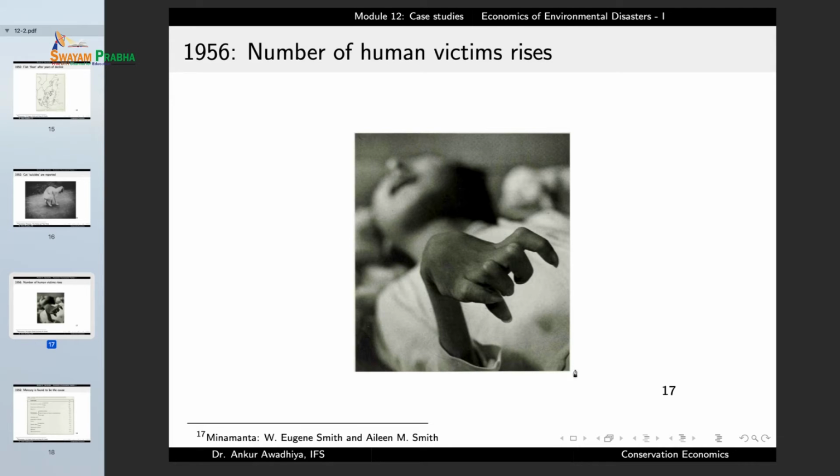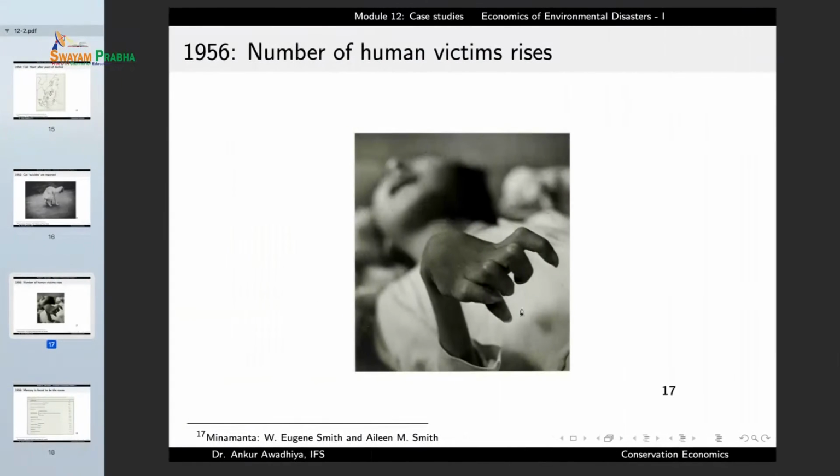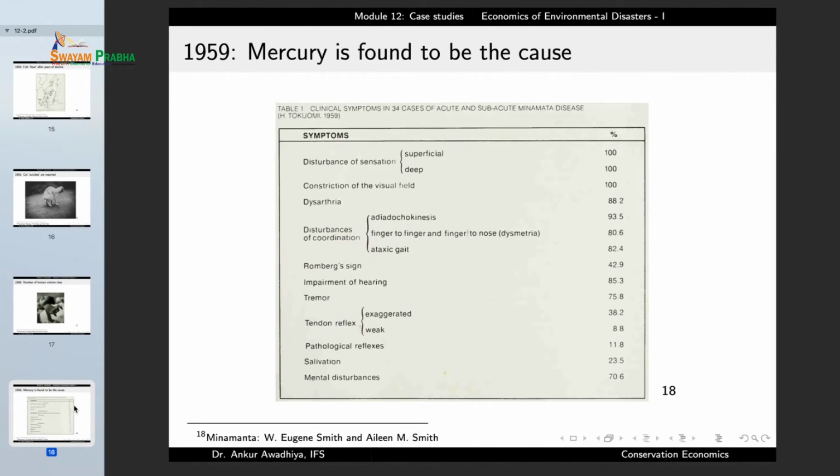So their hands, their body parts, they are now showing symptoms such that their joints are getting affected, they are showing repeated movements, and the number of the human victims goes on increasing. And by the year 1959, the scientists and the doctors have discovered that mercury is one of the reasons. So, what are the kinds of symptoms that we observe in the humans?